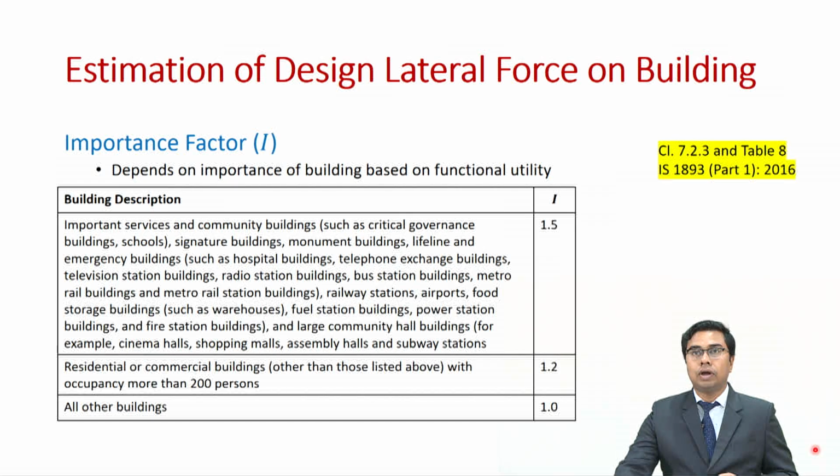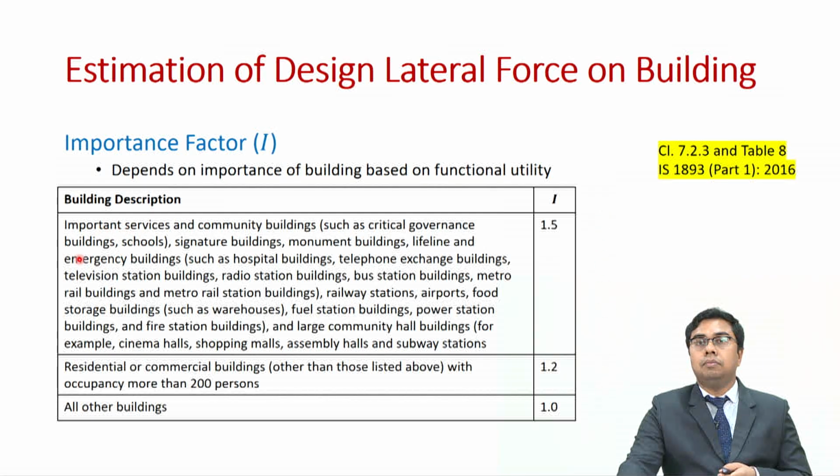So, the importance factor in seismic design depends on the importance of building based on its functional utility. It is given in clause 7.2.3 and table 8 of IS 1893 part 1 2016. This table is obtained from table 8 of the code, which gives the importance factors for different types of building based on their functional utility.